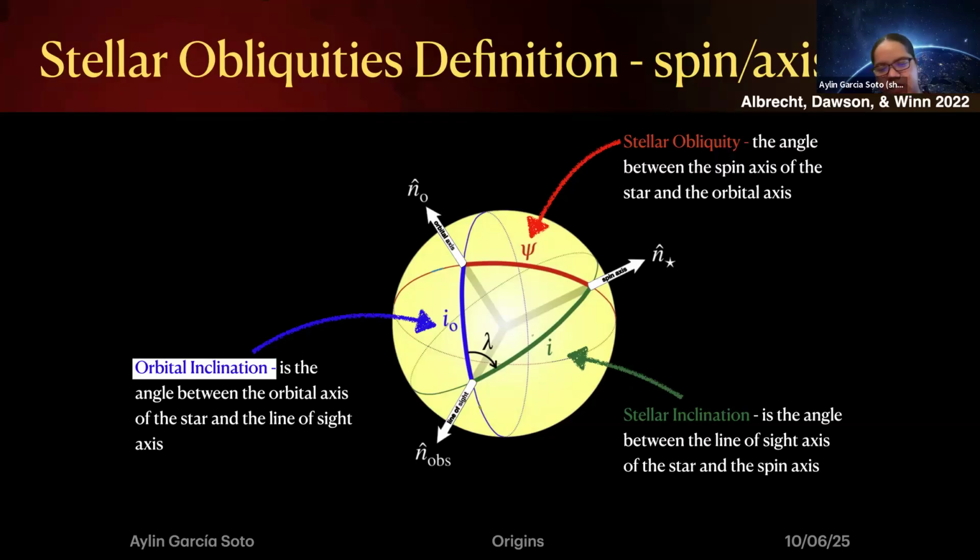So if you have this geometry of a star, the stellar obliquity is the angle between the orbits. Oh, I actually wrote that wrong. My bad. It's the orbital spin axis angle. So it's the orbit of the planet and how the star is spinning. The angle between those two is the obliquity. Stellar inclination is the spin axis of the star and the line of sight, so where we're seeing it. And then orbital inclination is the orbital axis and the line of sight of us, where we're seeing it.